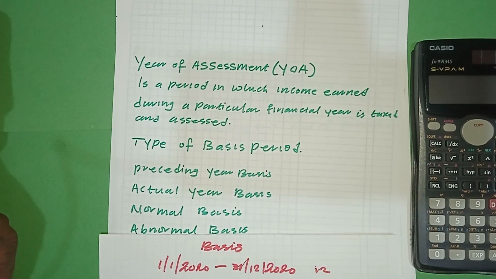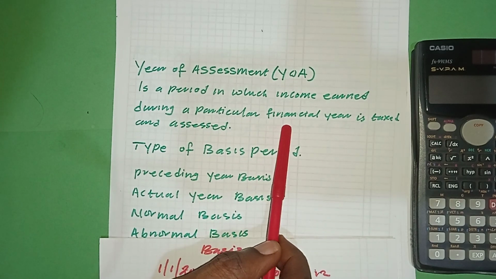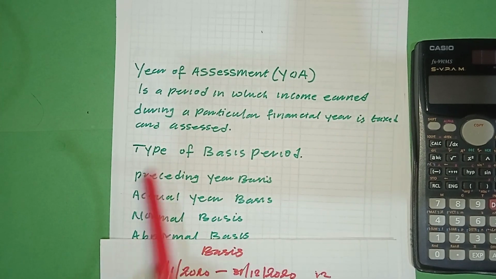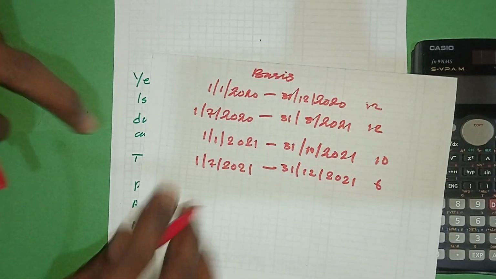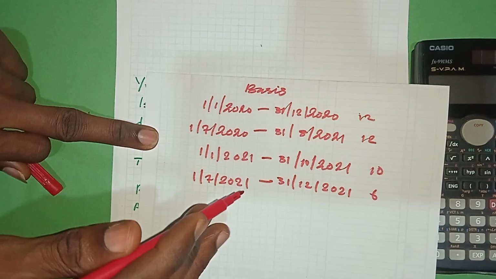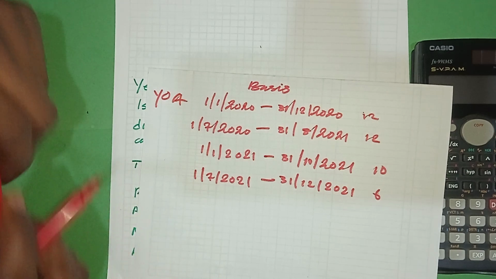Now, one more thing again. Year of assessment. Year of assessment is a period in which income earned during a particular financial year is taxed and assessed. I repeat, year of assessment is a period in which income earned during a particular financial year is taxed and assessed. Now, what is year of assessment? You could see year of assessment like this. Here, let me still use this example. Year of assessment. YOA. My lecturer will say it's YOA.